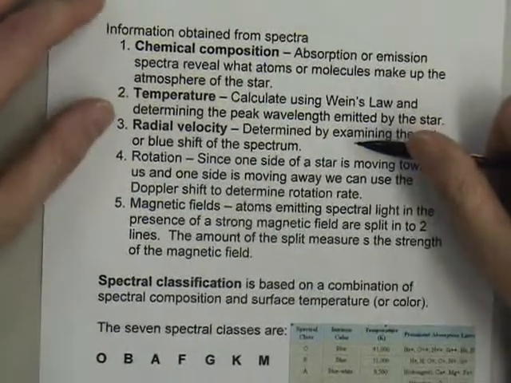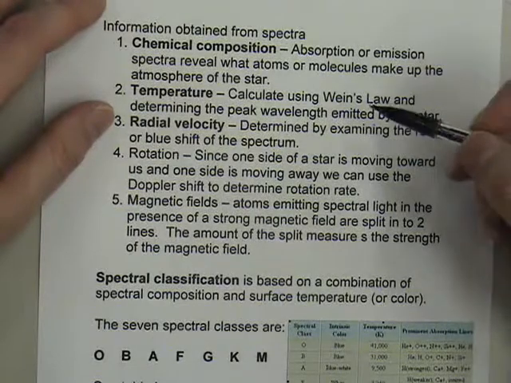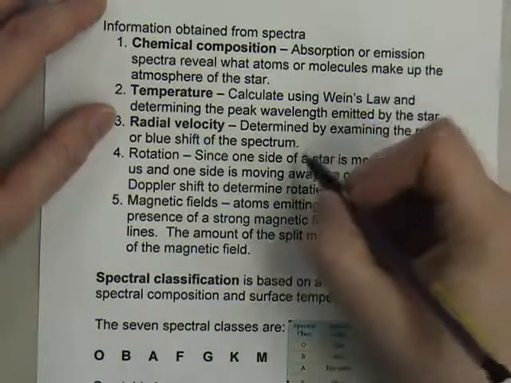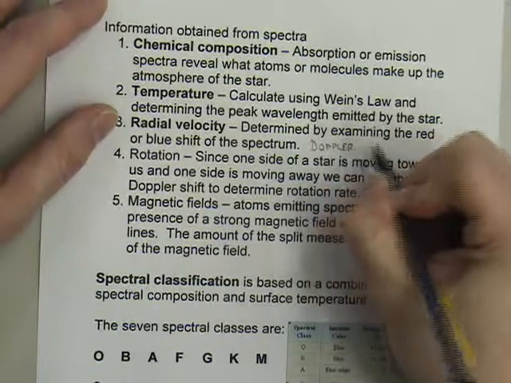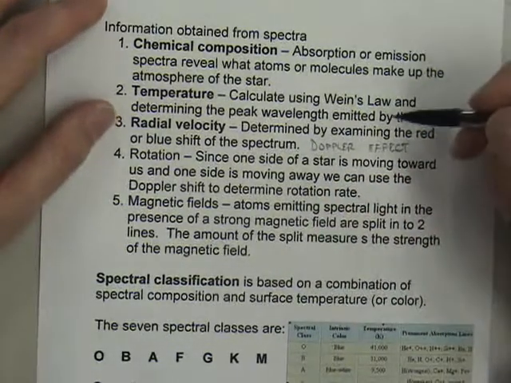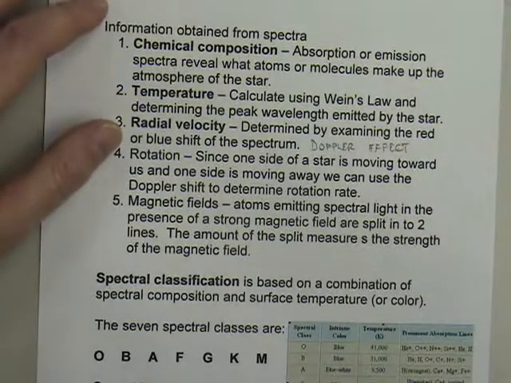The third, I would say among the three most important aspects, is the radial velocity. The radial velocity means the velocity of the object either towards or away from us, and that is determined by using something called the Doppler effect. And the Doppler effect is either the red or the blue shift of the spectrum. So remember, red is a longer wavelength, blue is a shorter wavelength.